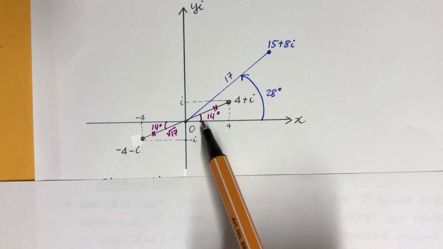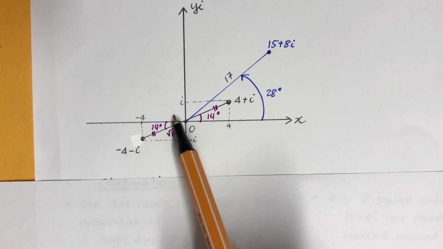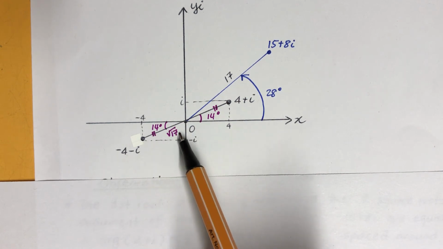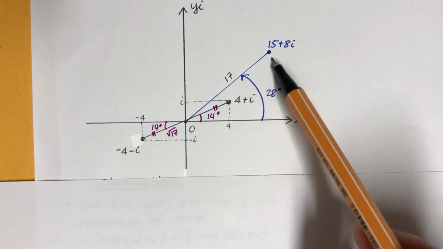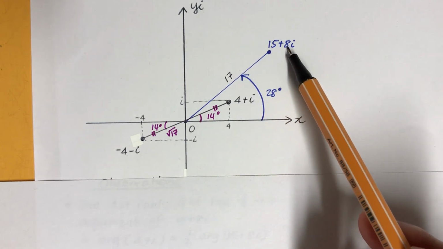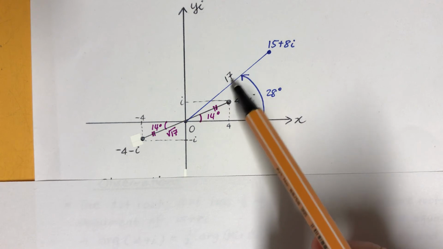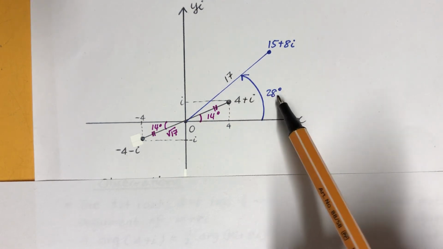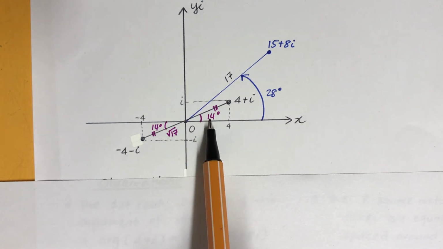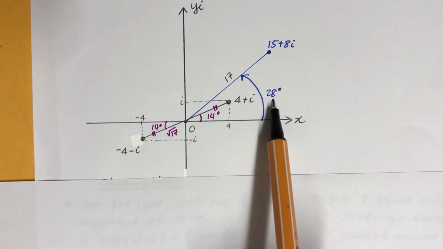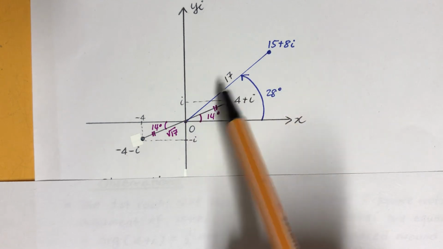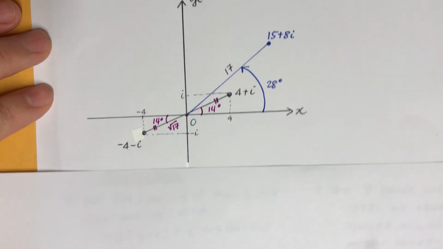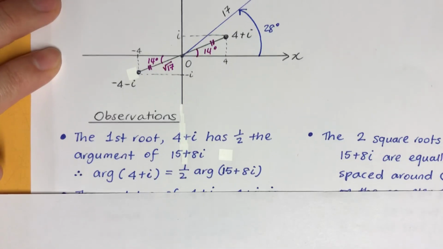And the argument was 14 degrees. And of course, the modulus was root 17. And this was the square root of 15 plus 8i, and its modulus was 17 and the angle is 28. If you think about this, that's 14, that's 28, it's double, okay? And then the modulus is 17, but this is root 17. So from the observation, we can find three things here.